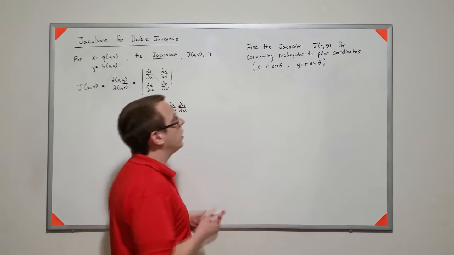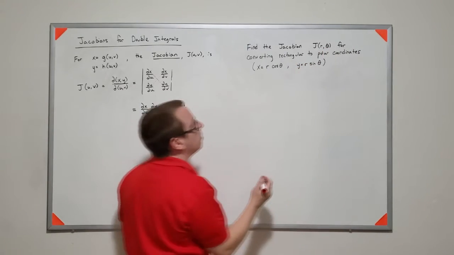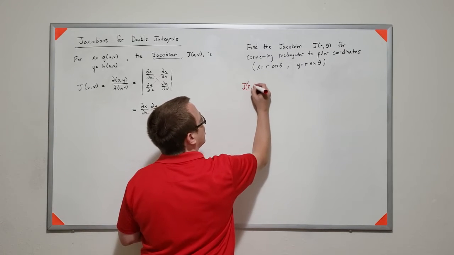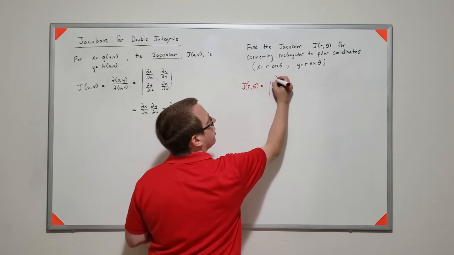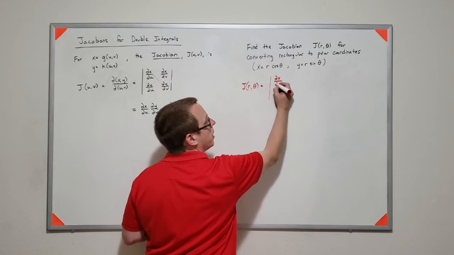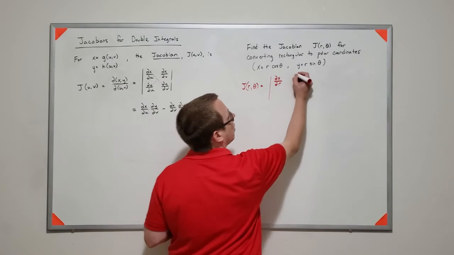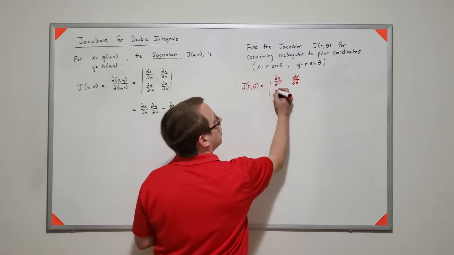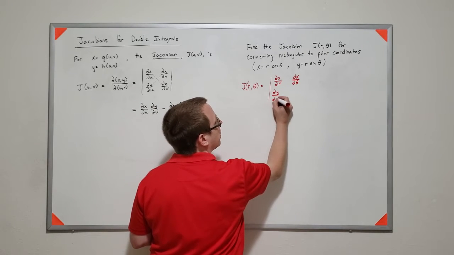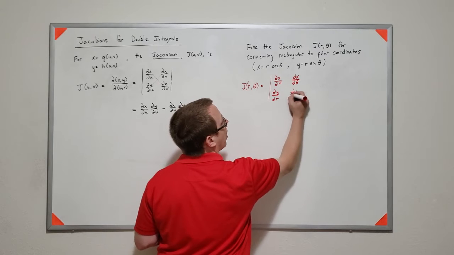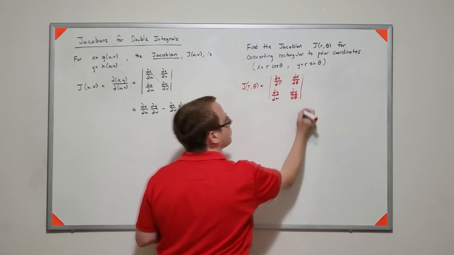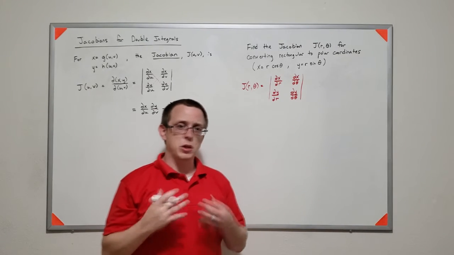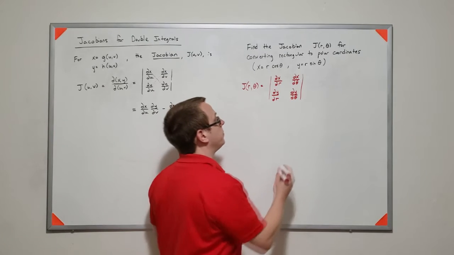So let's run this here. If I'm doing J(r,theta), then to do that, what I need is the partial of x with respect to the first variable, which in this case is r, the partial of x with respect to the second variable, which is theta, the partial of y with respect to r, and the partial of y with respect to theta. So I need to compute these partial derivatives before I take this determinant.